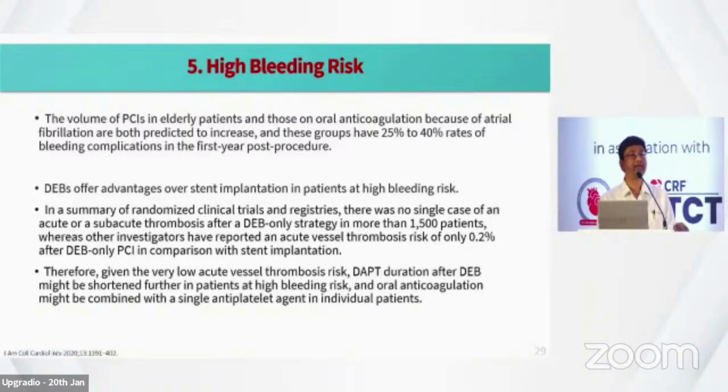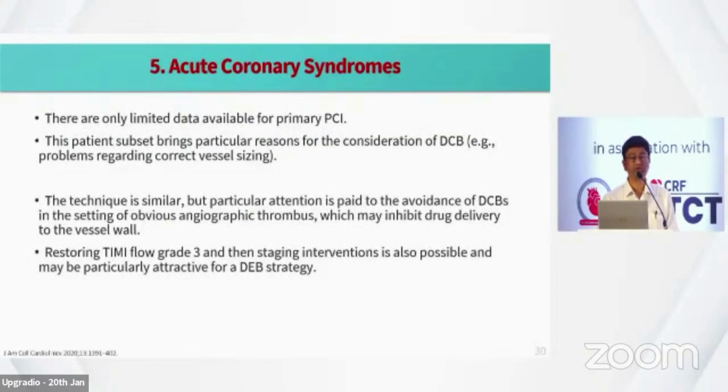Even when they have given a single antiplatelet and did a DEB, the thrombosis rate is, they say, 0.2 to 5%. So DEB carries a lower thrombosis risk. So for patients with a high bleeding risk requiring urgent surgery, that group of patient data is there. Then for this group of patients, probably the DEB is one of the good choices.